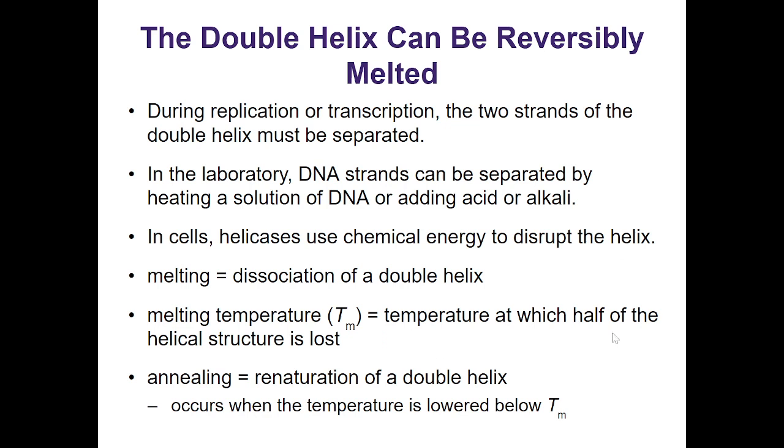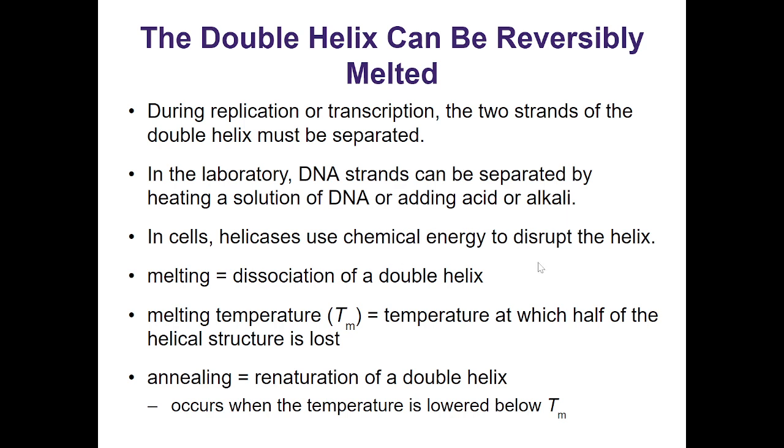We can actually reversibly melt the DNA. They are held together by van der Waals forces and by hydrogen bonding. And this means that's a reversible melting. That's literally a physical property change, right? Like melting ice. Okay. So during replication or transcription, the two strands of your double helix must be separated. In the laboratory, the DNA strands can be separated by heating a solution of DNA or adding an acid or an alkali, which can also cause melting, as it were.